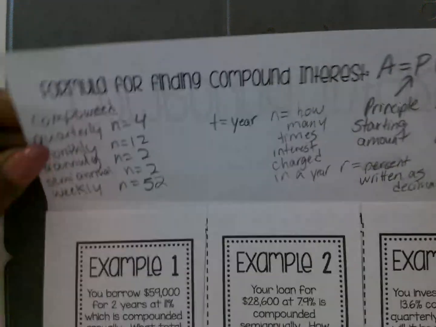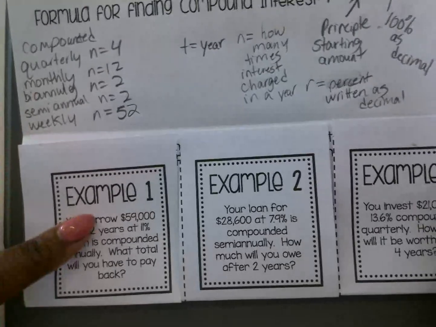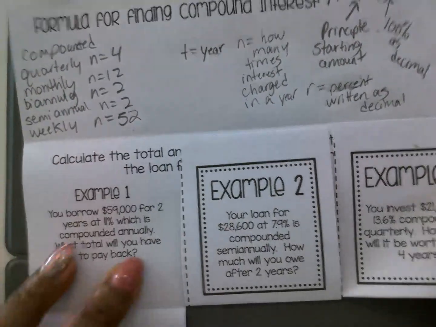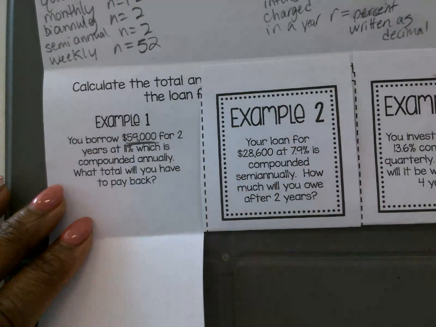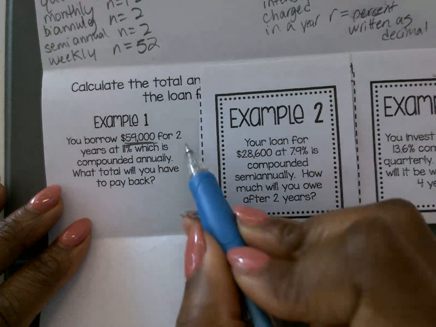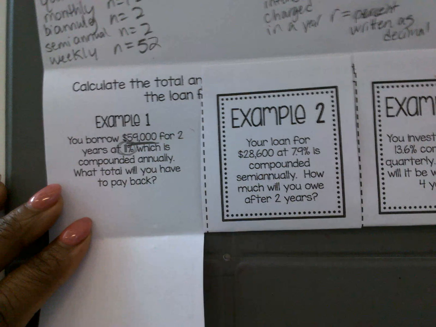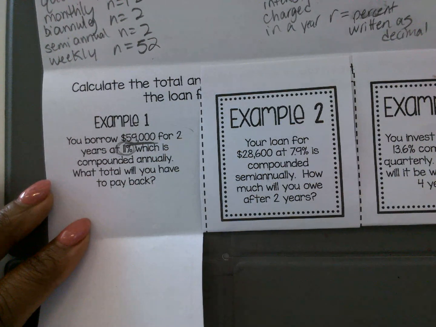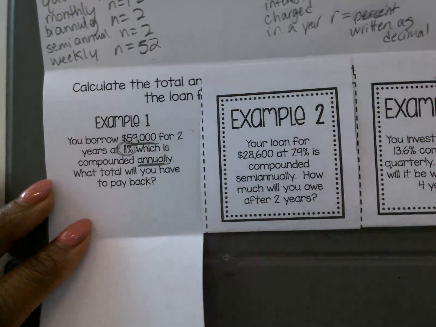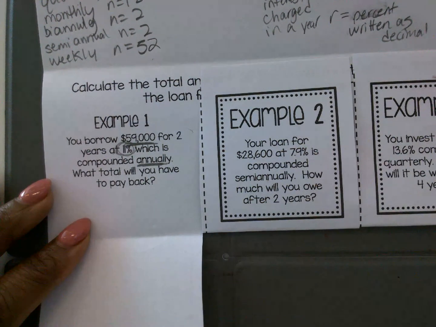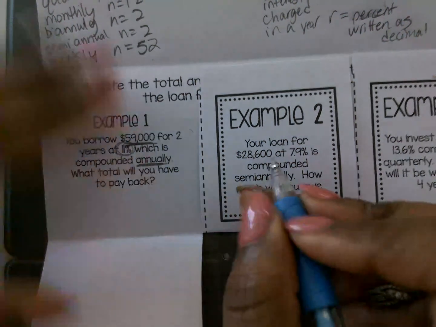All right, here we go. So now we're going to try to do some examples. Example 1: you borrowed that amount of money, 2 years at 11%, which is compounded annually. What is the total amount you will have to pay back after 2 years?